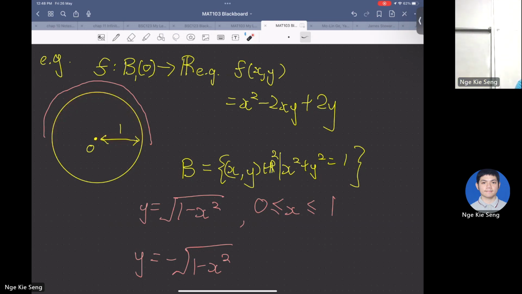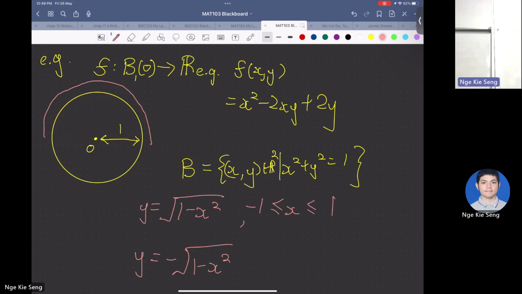Is it true? I think it's true. I think not enough, right? 0 to 1 is just this part. So I need to go from -1 to 1 so that I get the whole thing. Okay, so I go from -1 to 1.